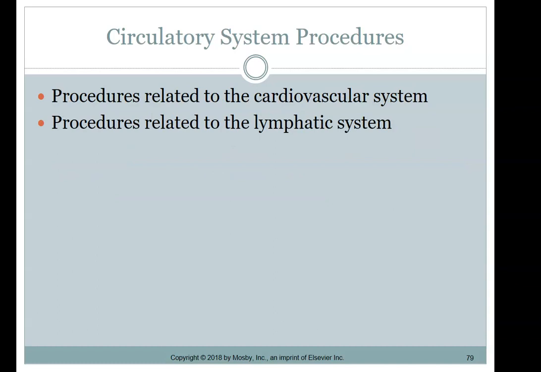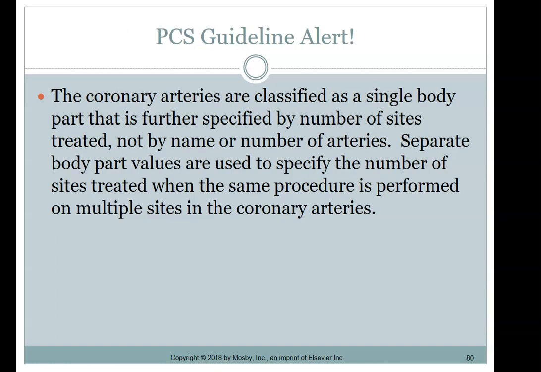The circulatory system procedures. These procedures are related to the cardiovascular system and procedures related to the lymphatic system. Your PCS guidelines alert that the coronary arteries are classified as a single body part that is further specified by the number of sites treated, not by the name or number of arteries. Separate body part values are used to specify the number of sites treated when the same procedure is performed on multiple sites in the coronary arteries.